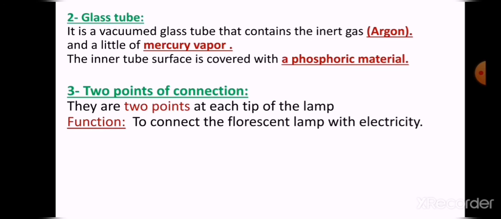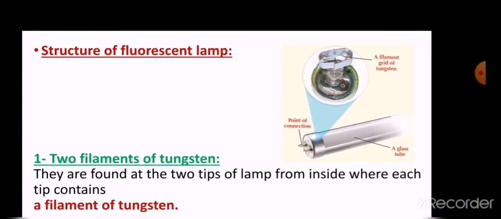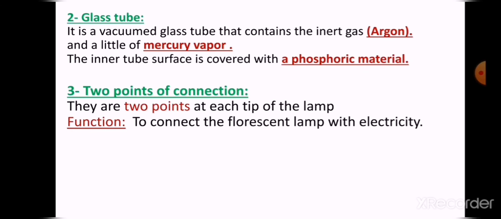Okay? Number three, the 2 points of connections. In the fluorescent lamp, there are 2 points of connection on each tip of the lamp, here, like this. What is the function of the 2 points of connection? They connect the fluorescent lamp to the electricity.